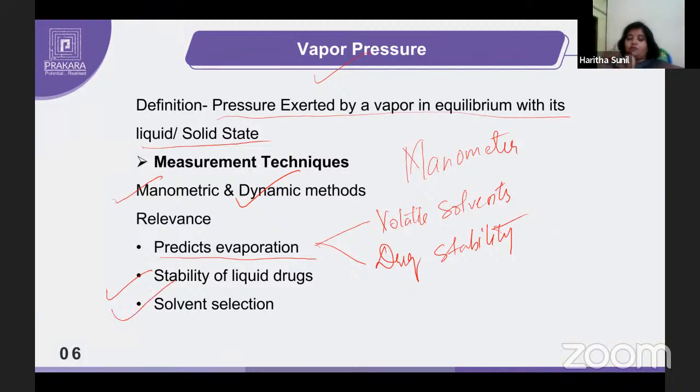And then we have the solvent selection. So with the help of this vapor pressure, the solvents with appropriate vapor pressure can be chosen for various processes, like high vapor pressure for fast evaporation systems like film coatings of the tablets, and low vapor pressure for sustained release formulations, right? This is about the vapor pressure.